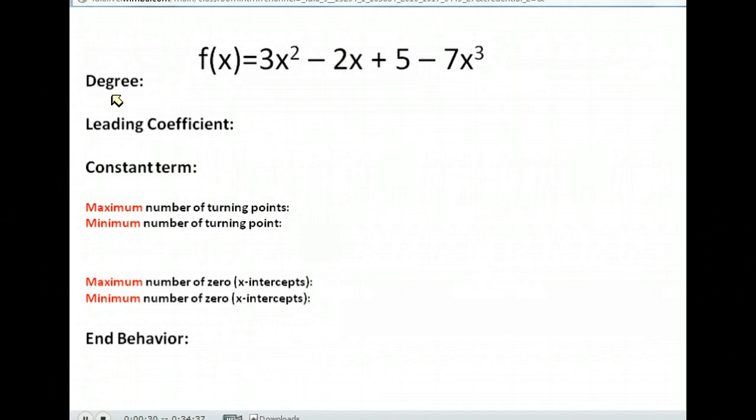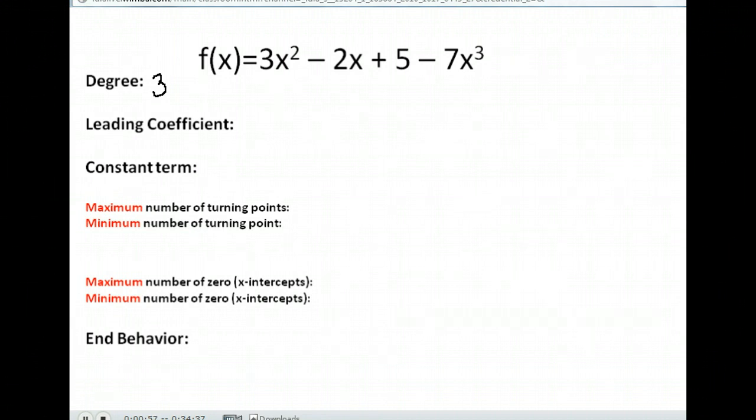One thing that we like to know about the polynomial is its degree, and you find the degree by looking at the largest exponent in the polynomial. So here we have an exponent of 2 and of 1, and this one, 5, does not have an exponent at all, and an exponent of 3. So which is largest out of those? Well, the exponent of 3. So this is a degree 3 polynomial.